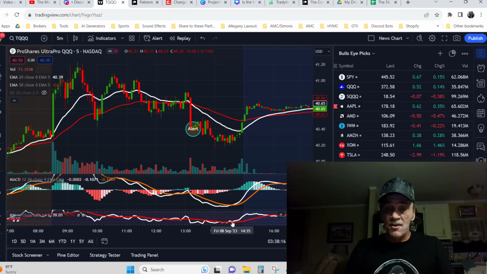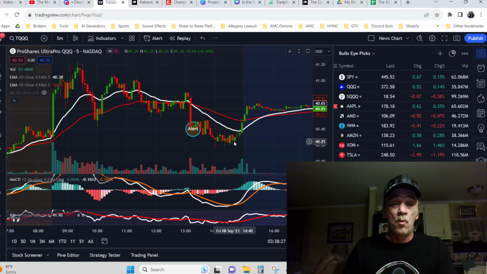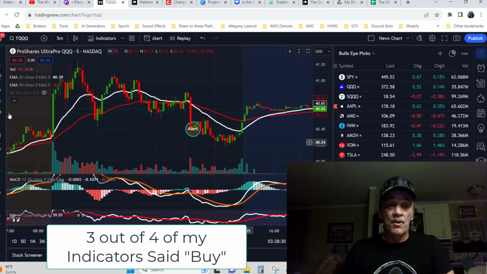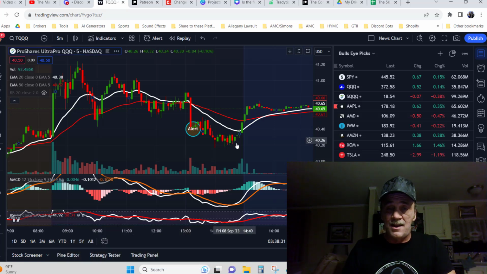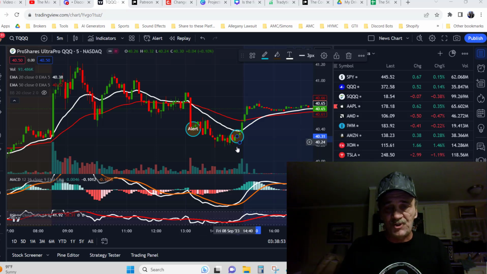Now right here, the RSI turned up and came above. And then right here, the MACD crossed over and the histogram was showing strength. So right here would have been a good entry point. So I go over to my circle and I say I get in right here as the MACD and the RSI were crossing over, and I mark my circle.